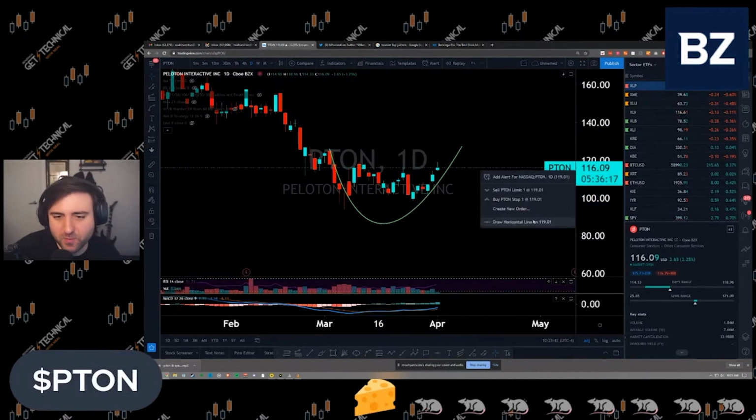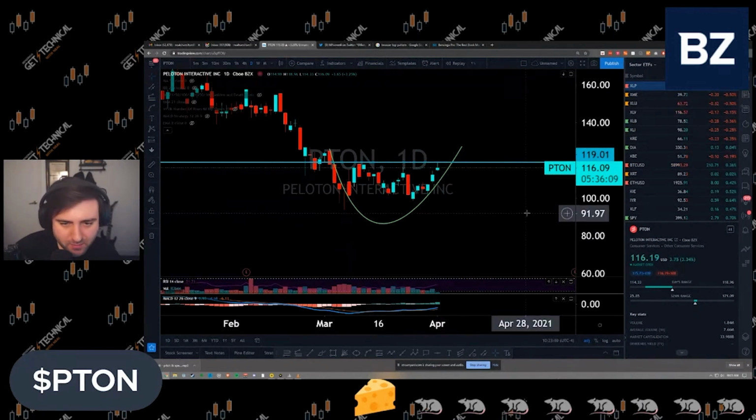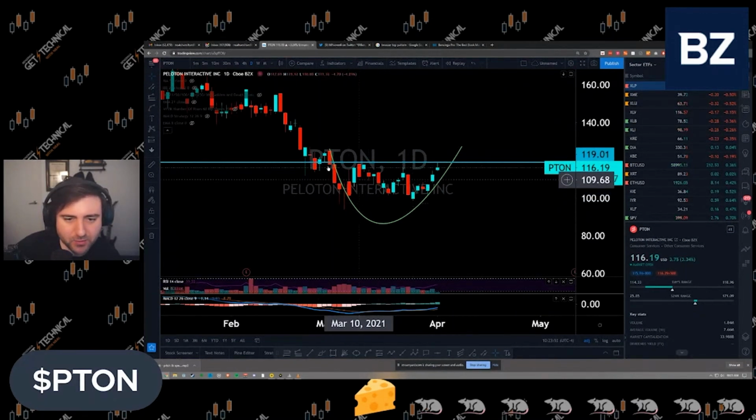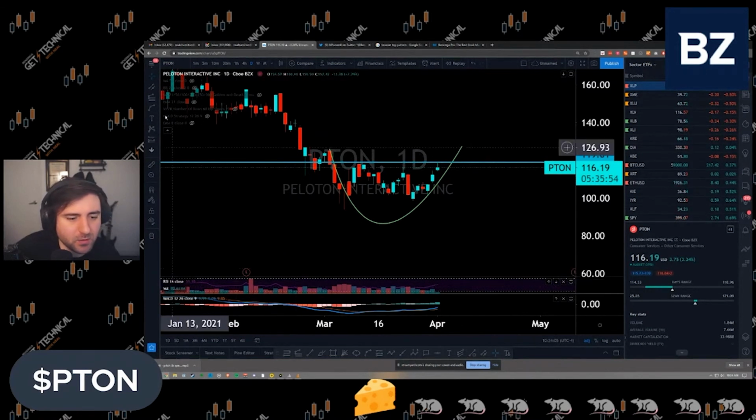We're hitting some resistance right here at 119 bucks. A break above 119 would be very, very nice. This is actually a little double bottom situation with the pivot occurring on March 10th. And then we're finally into reversal territory. So let's get our rectangle out.